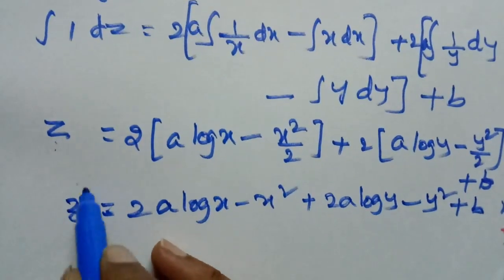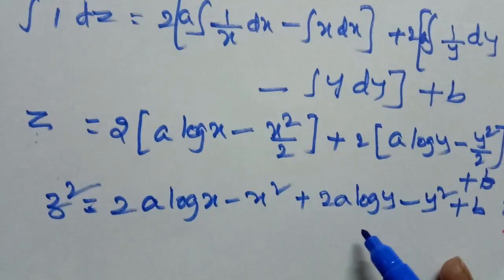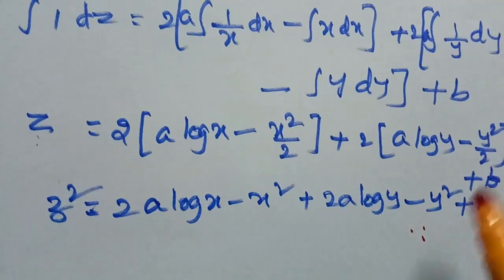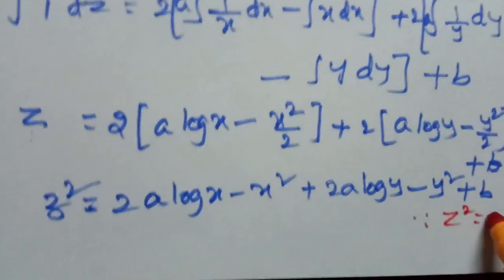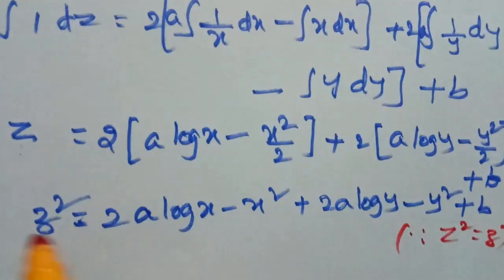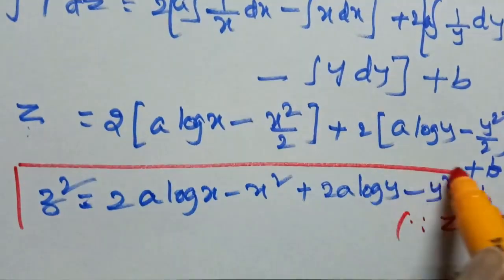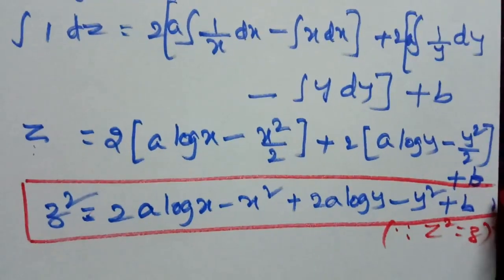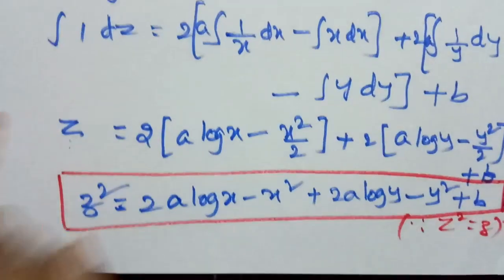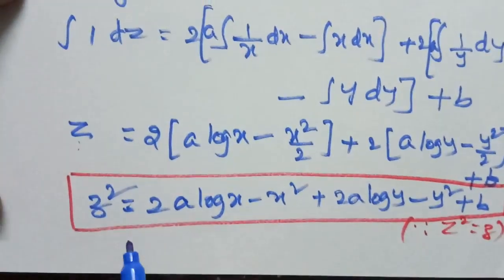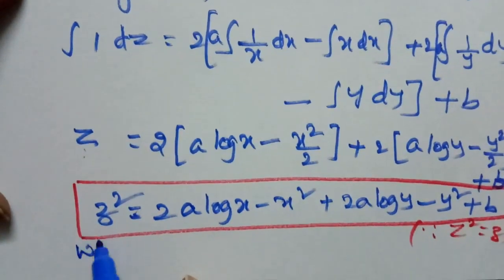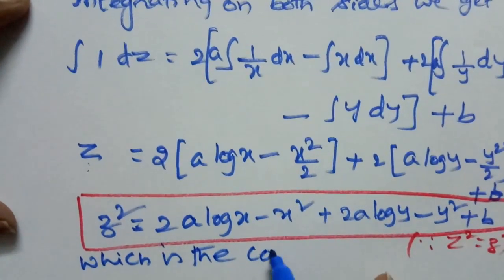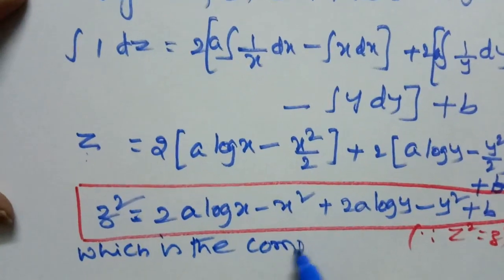But capital Z is equal to small z square, since Z is equal to z square. This is the complete integral of equation 1, as it contains two arbitrary constants a and b, and two independent variables x and y.